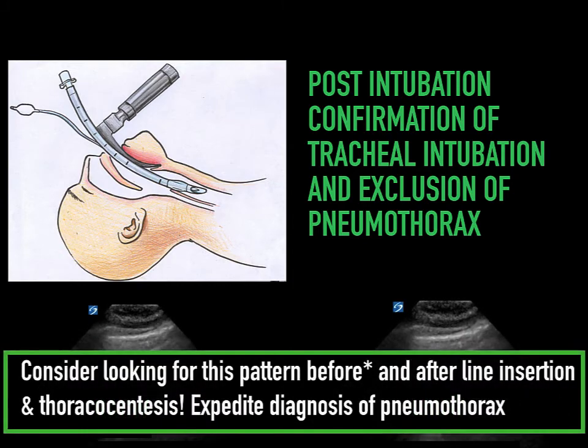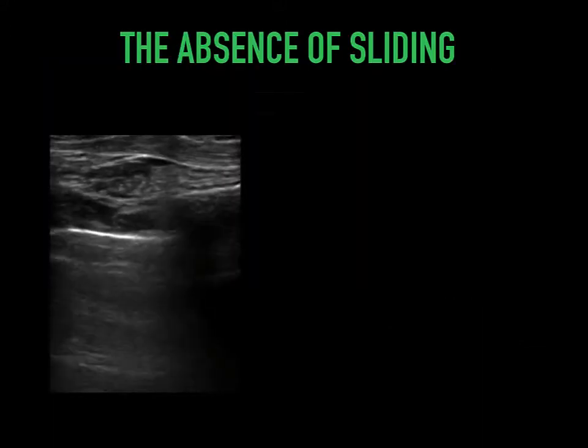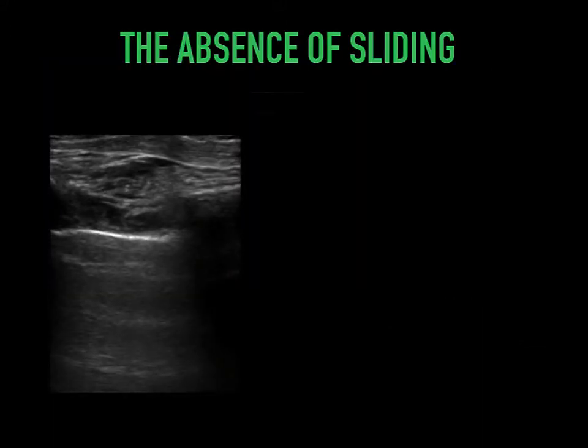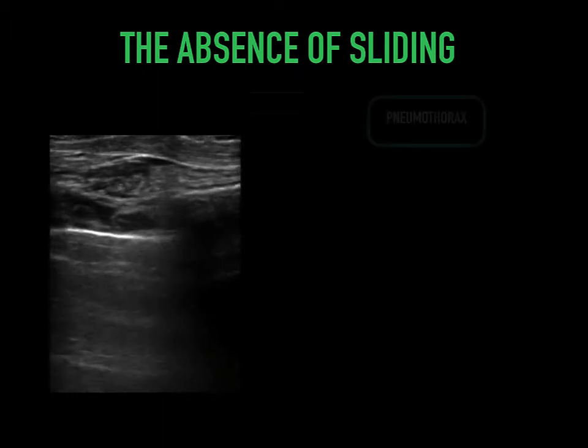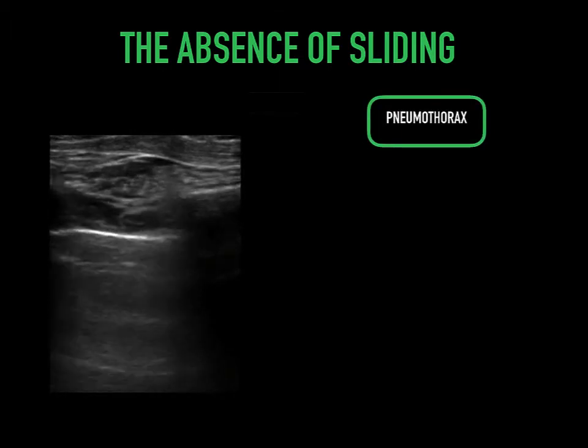This can also be used before and after line insertion and thoracocentesis. This can really expedite the diagnosis of pneumothorax. The absence of sliding, as demonstrated in this image here, shows no movement or no scintillating artifact along the pleural line, or the quiet pleural line. This can certainly occur in pneumothorax, but there are other important considerations you must incorporate when you're applying this finding.